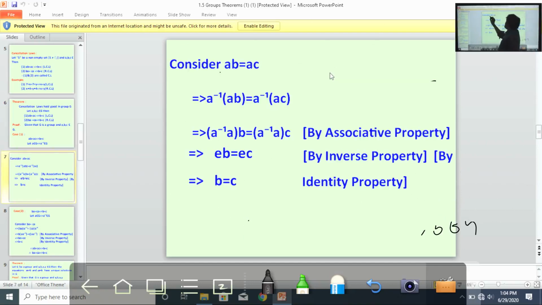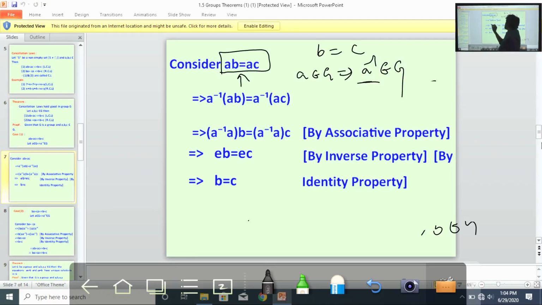Now consider AB equal to AC. Now we show that B equal to C. So A belongs to G. Just now we discussed A inverse also belongs to G. Now using this A inverse, multiply the above equation on left hand side. So A inverse of AB equal to A inverse of AC.